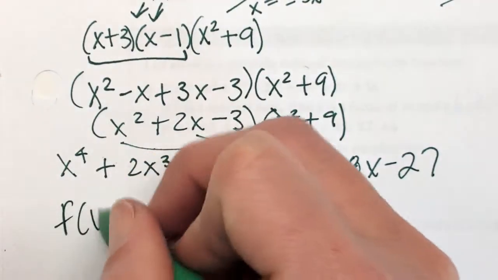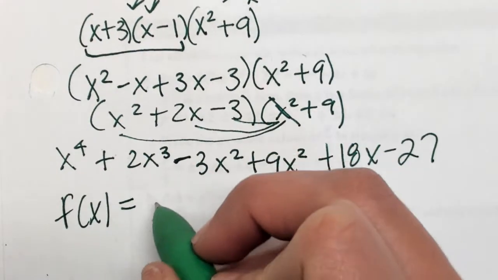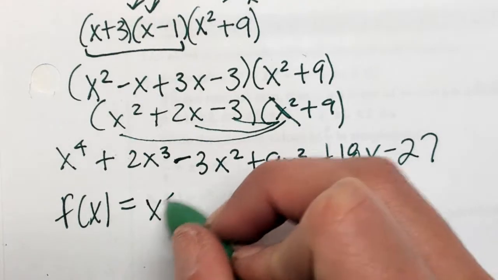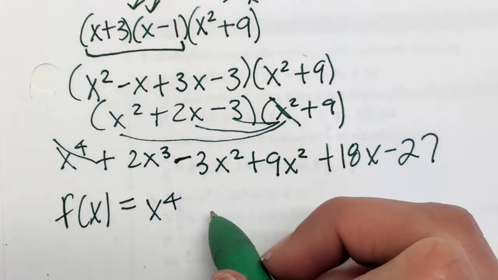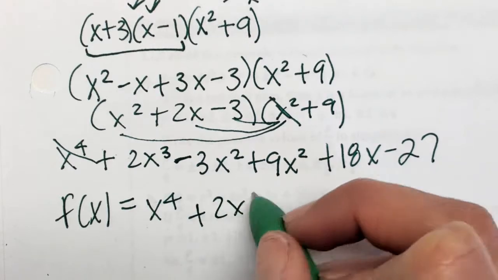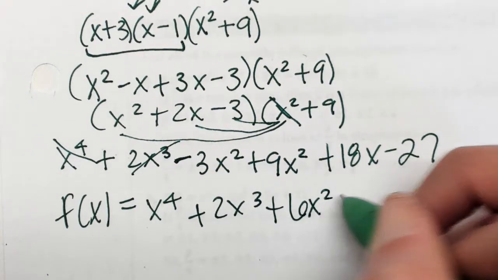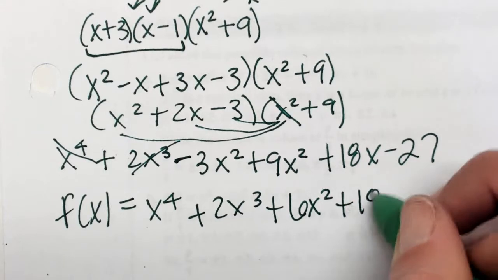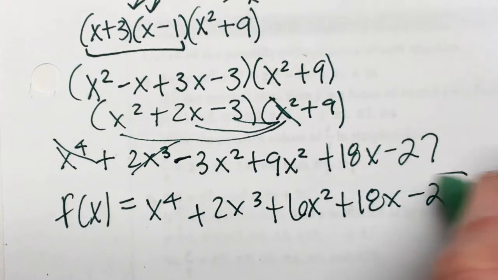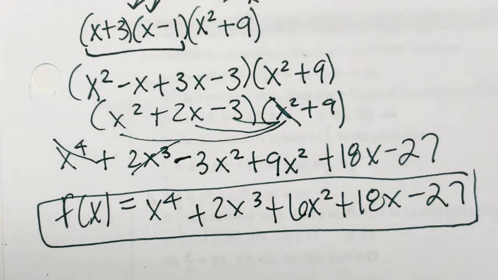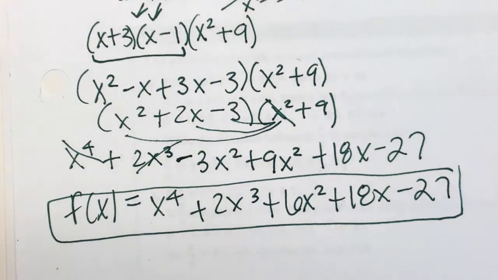Alright, last term would be what, everybody? Good, so final answer in order. Good. Plus 2x cubed, good. Keep going. Plus 6x squared. Good. Keep going. Plus 18x. Very good. Do y'all have any questions?